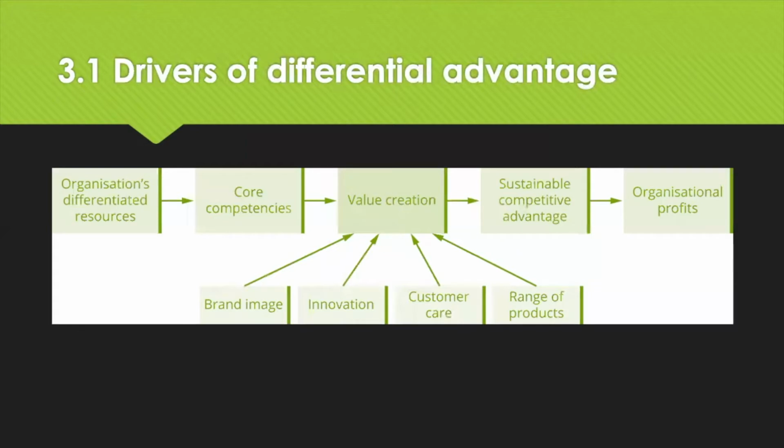But value needs to be created. It's not just created in isolation, so a chain of activities needs to be linked together in an optimal manner to make and deliver things in the best and most efficient way. The diagram you can see here shows how an organisation can strengthen their core competencies by building on and exploiting their differentiated resources. So this facilitates value creation as organisations work on innovation, expanding the range of products, developing competitive advantage, and generating organisational profits.